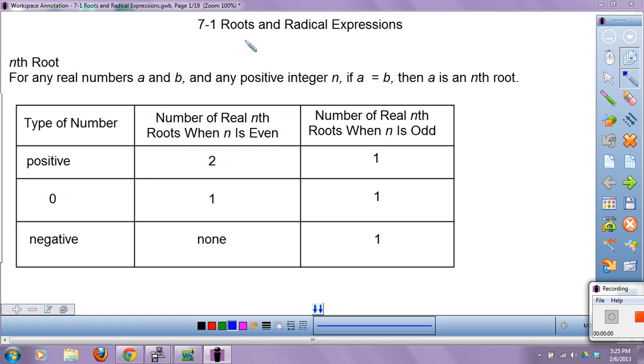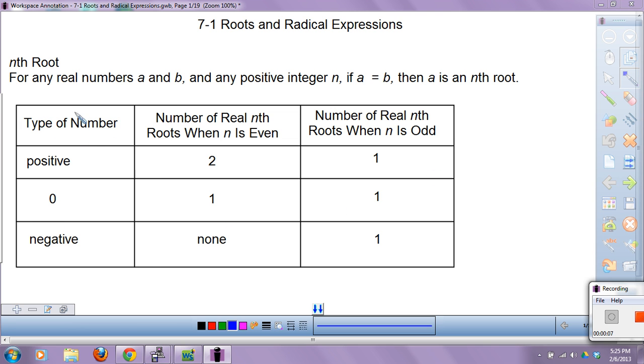This is lesson 7-1, Roots and Radical Expressions. Nth root: for any real numbers a and b and any positive integer n, if a^n equals b, then a is an nth root of b. Let's look at what that means in relation to this table.